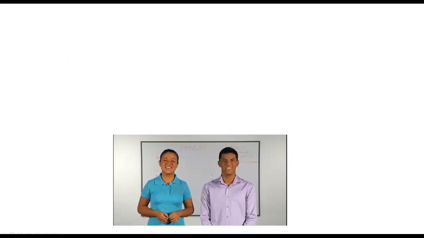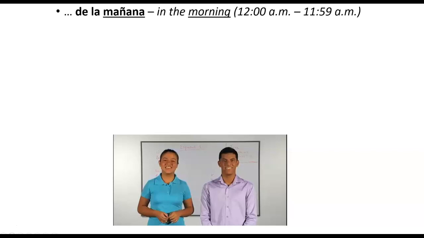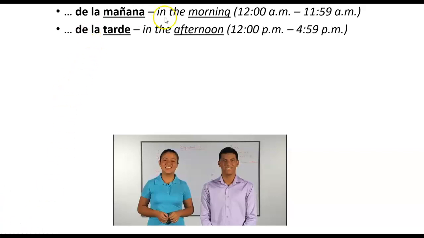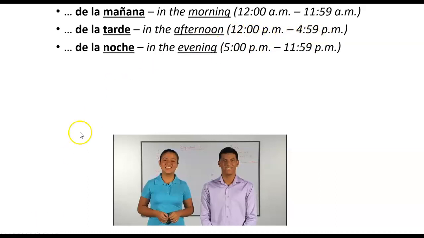Here is an example of people talking, but first let's talk about when to say in the morning, in the afternoon, and in the evening. So we say de la mañana in the morning, and we use that from midnight all the way until a minute before lunchtime, 11:59 a.m. De la tarde is in the afternoon. We use that at lunchtime, noon, or midday, all the way up till 4:59 p.m. And once it hits 5 o'clock, it becomes the evening, de la noche. And we use that from 5 o'clock at night all the way till a minute before midnight, 11:59 p.m.